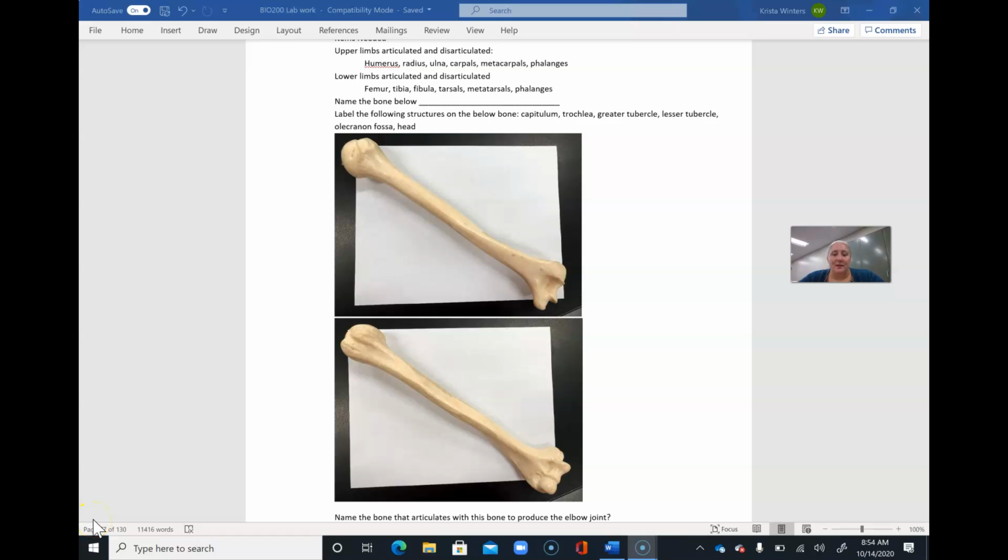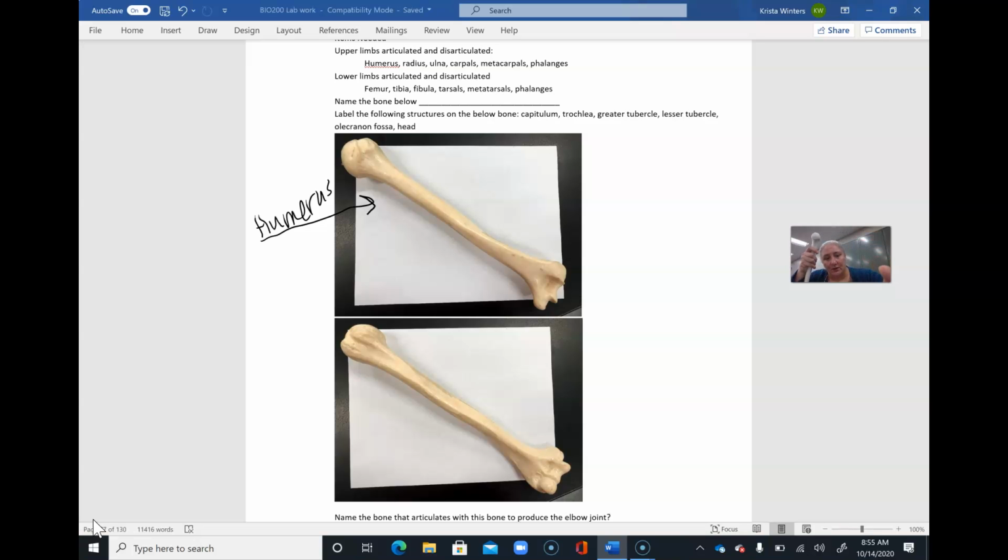Hello everyone, welcome back. We're going to be looking at the appendage bones now. And so the first appendage bone that we're going to look at is this bone here. This is called the humerus. So right here, this bone, H-U-M-E-R-U-S, humerus. The humerus has a head right here.